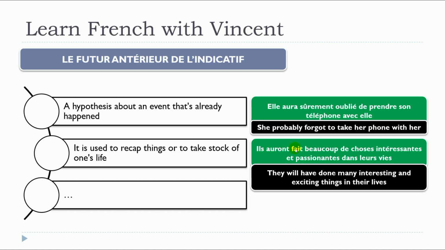Ils auront fait. So in that case, as you can see, it's the verb faire that is used with the auxiliary avoir that is in the futur simple. Ils auront fait beaucoup de choses intéressantes et passionnantes dans leur vie.